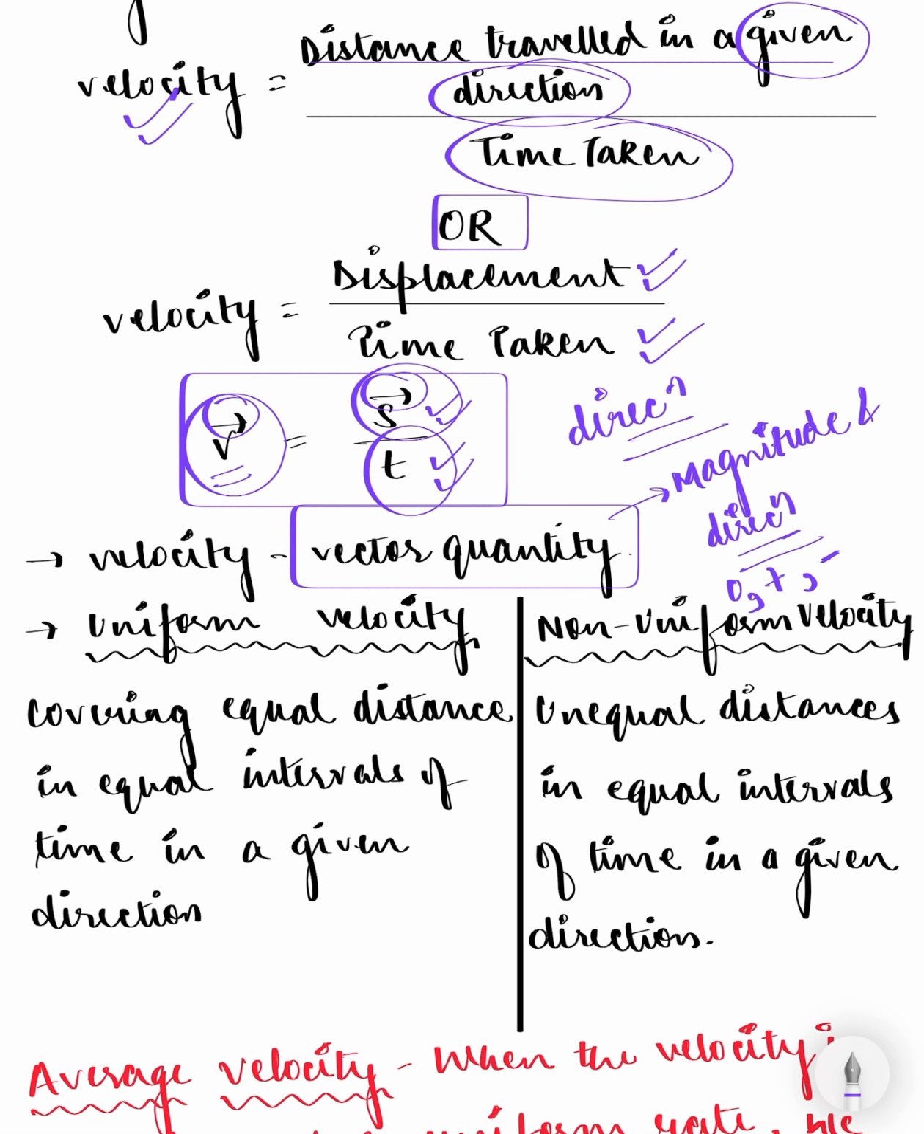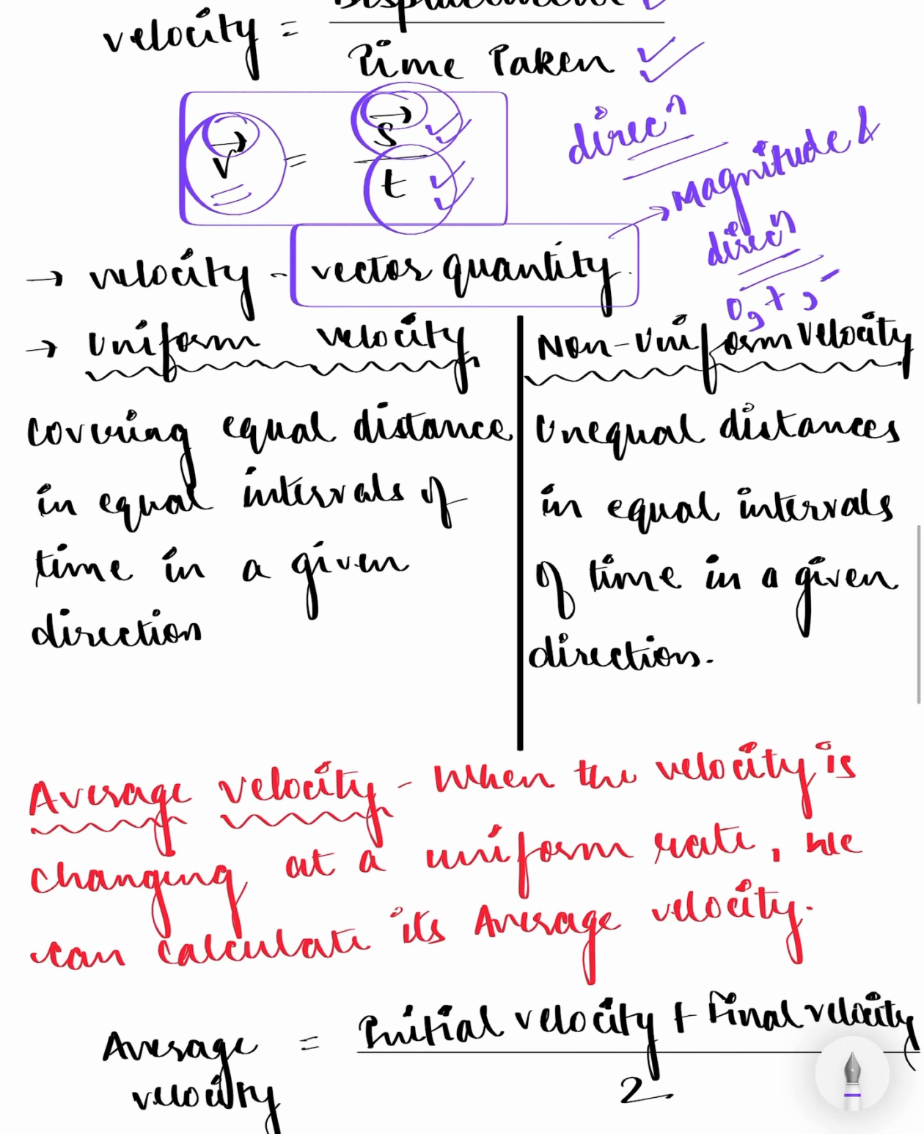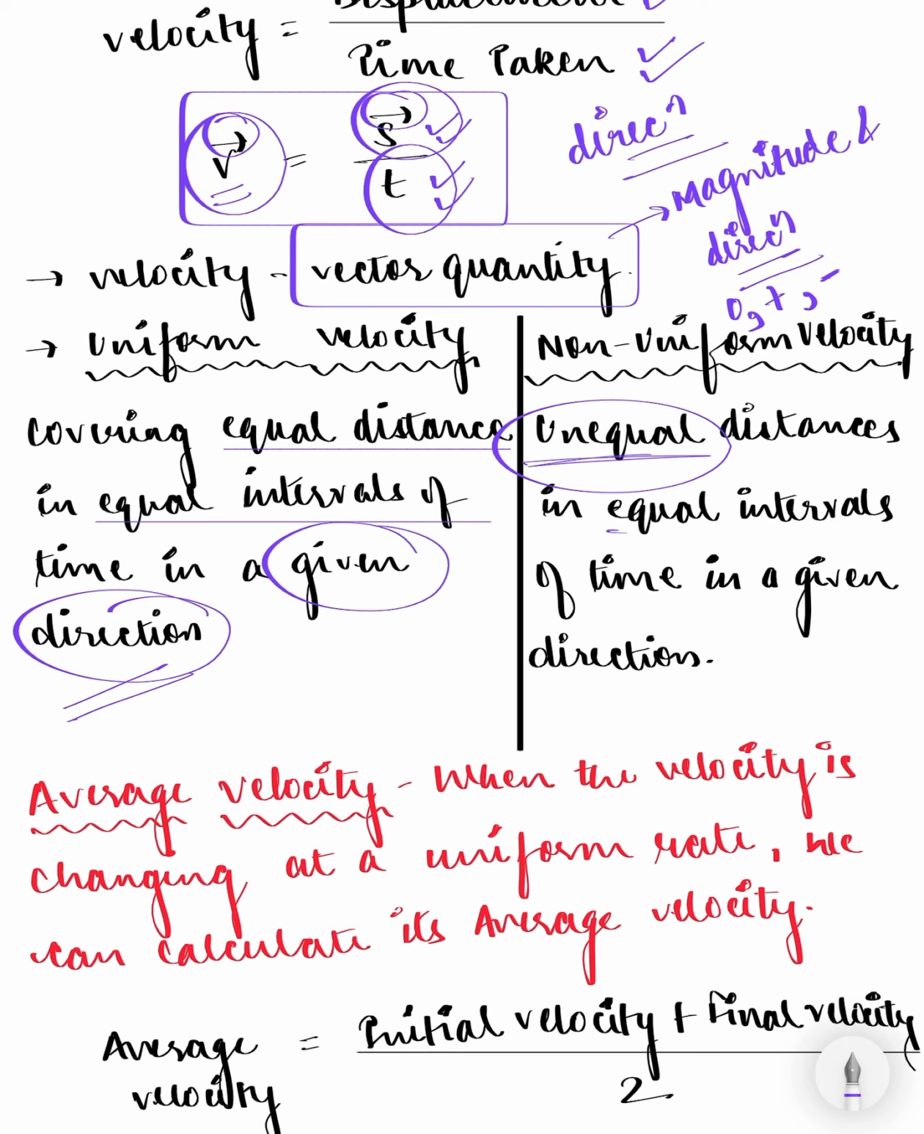Now next is the uniform velocity and non-uniform velocity. Uniform velocity means when a body covers equal distance in equal intervals of time in a given direction, we call that kind of velocity uniform velocity. Now non-uniform velocity is whenever a body is covering unequal distances in equal intervals of time in a given direction, that is known as non-uniform velocity.